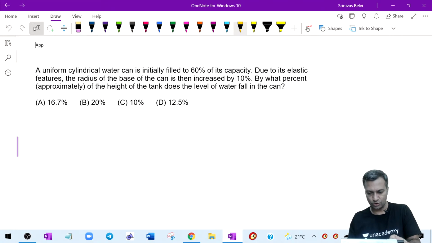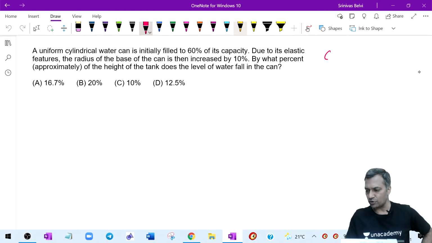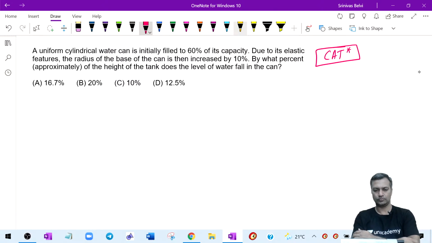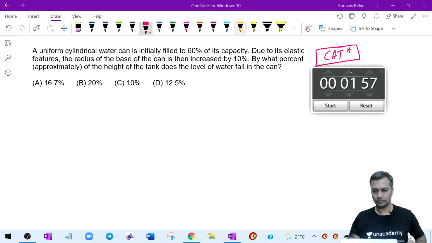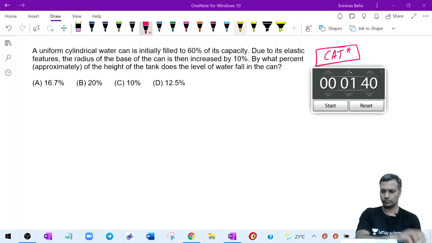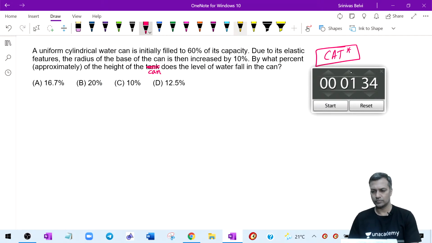Okay, good. Let's take a look at another CAT type question. Values changed. Typical CAT type. Try this. I will give a good 2 minutes, but literally try this and ace it. Water can.